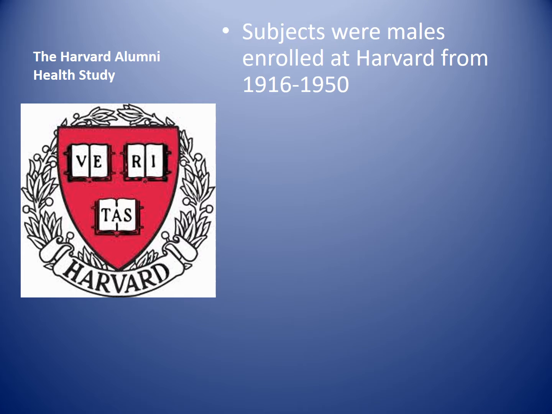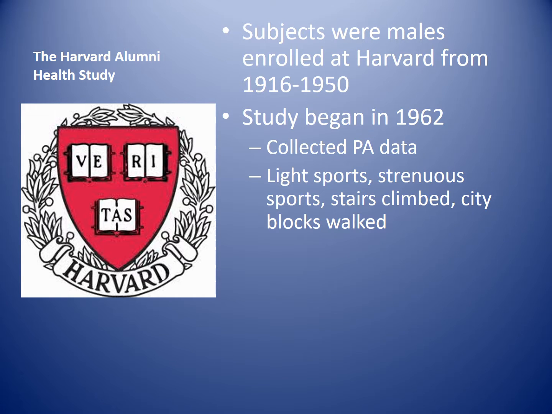Here's another example of a cohort study, where again, you take a group of individuals and follow them over a long period of time. This study is called the Harvard Alumni Health Study. It's still ongoing. All of the subjects were males who were enrolled at Harvard University somewhere between 1916 and 1950. The study actually began in 1962, so they enrolled men who had been at Harvard during that time frame.